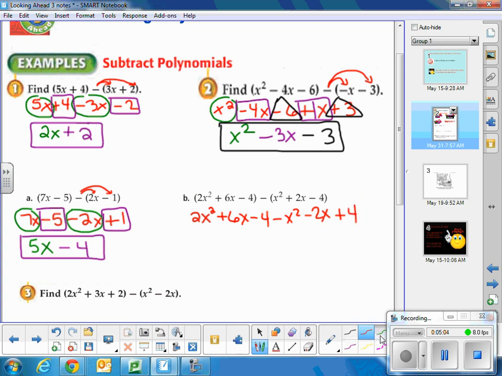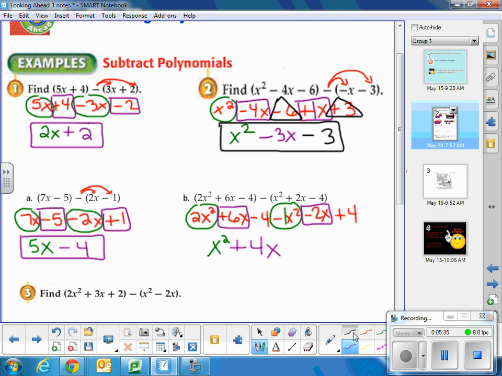Now let's go ahead and group like terms. 2x squared and the negative x squared, which is a negative 1x squared, those are going to be put together. 2x squared plus a negative 1x squared is just 1x squared. We don't need to write the 1 in front of it. Now the x's, we have a positive 6x and a negative 2x. When you add those together, you get 4x.